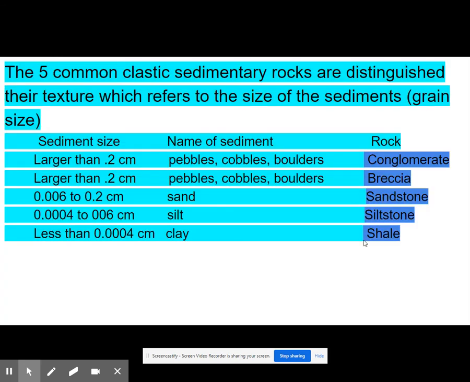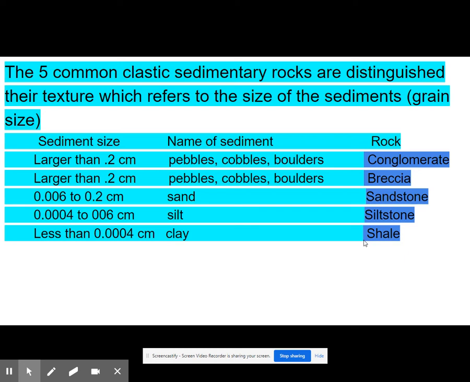So the 5 common clastic sedimentary rocks are distinguished by their texture, which refers to the size of the sediments. If you look at the chart here, with sediment size, the name of the sediment, and the rock: if the sediments in the rock are larger than 0.2 centimeters, so that's 2 millimeters, we'll get back to that. If it's larger than 0.2 centimeters, it's going to be made of sediments that are known as pebbles, cobbles, or boulders.